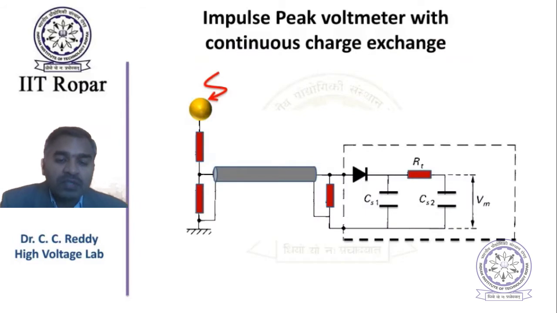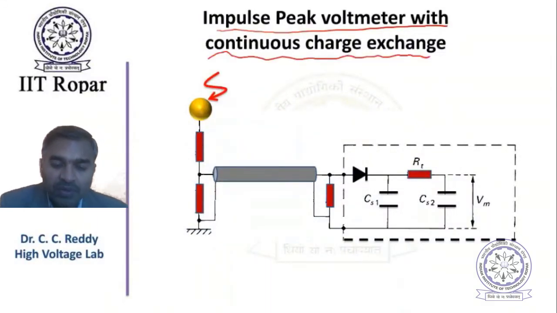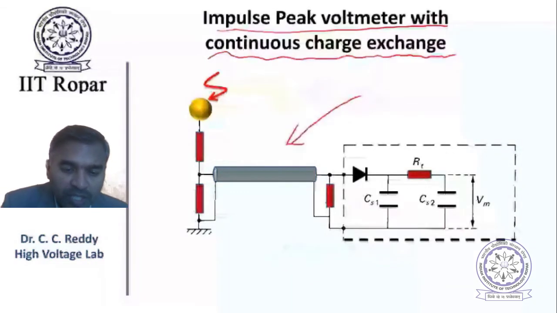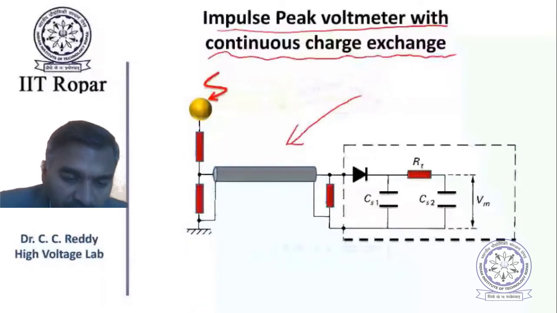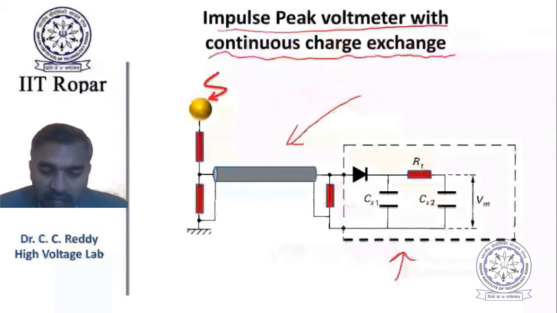So this is the impulse peak voltmeter with continuous charge exchange. So here the cable is taken in immediately after the divider. Now until now we have seen the cable was after this circuit, right? Now the cable is embedded here. It does not matter, but this is better than the earlier case.